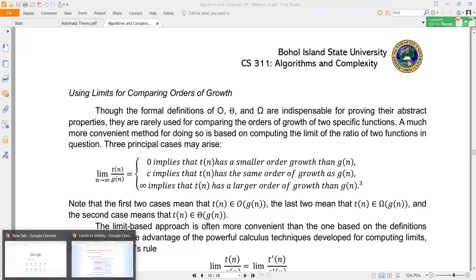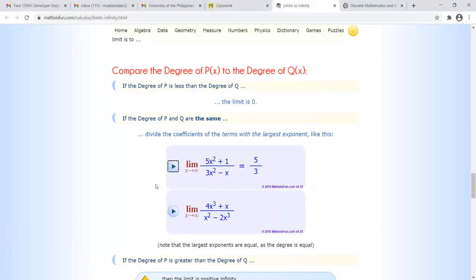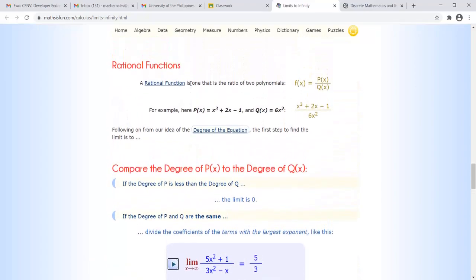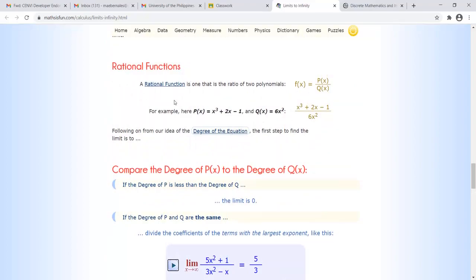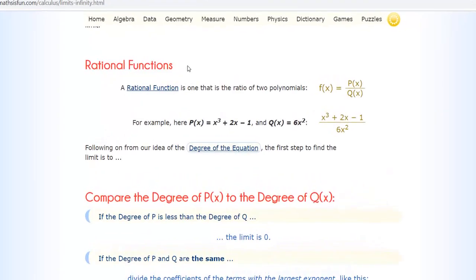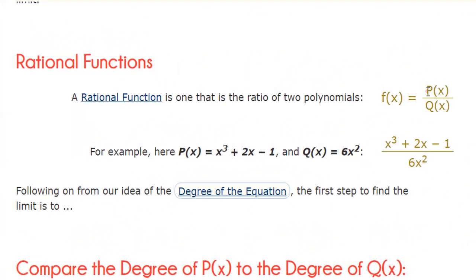Okay, now let's review how to find the limit as x approaches infinity. So we have here on the website, since we are getting the limit of two functions and then we divide them both, so we will use these rational functions finding the limit as x approaches infinity. So let's let the numerator as p of x, then the denominator q of x, or this could be the t of n and this one is the g of n.